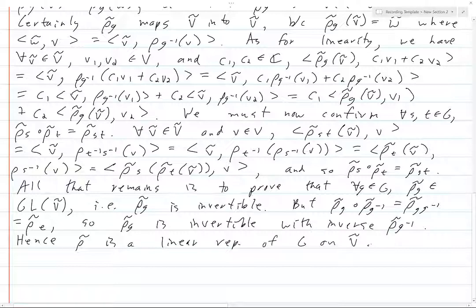Next, given g in G, v in V, and ṽ in Ṽ, I claim that the inner product of ρ̃(g)ṽ evaluated at ρ(g)v equals ṽ evaluated at v. And so indeed, ρ̃(g)ṽ evaluated at this. Man, the next exercise is even longer.